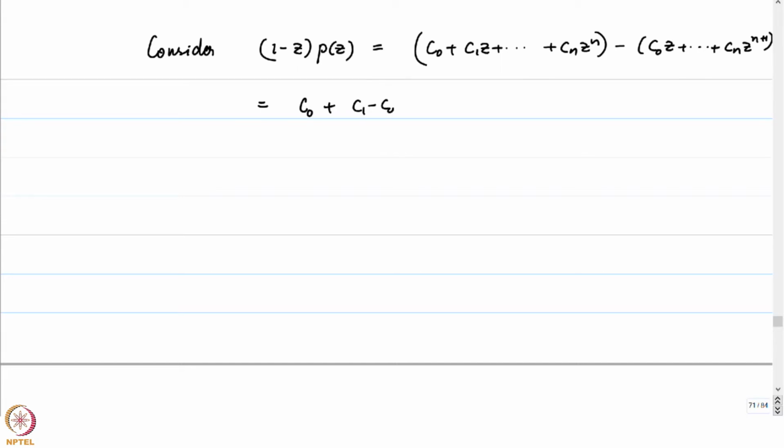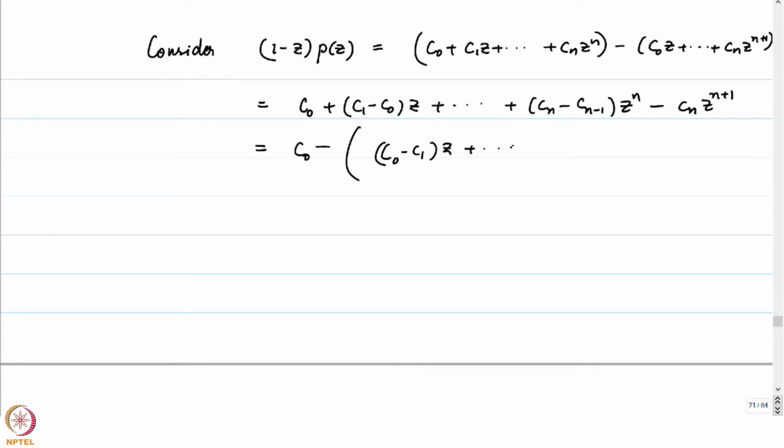If we are to rewrite this, this will just be equal to C0 plus C1 minus C0 times z plus up to Cn minus Cn minus 1 times z to the power n minus Cn z to the power n plus 1. Let's just rewrite it a bit. We will be able to write this as C0 minus a polynomial of this type, C0 minus C1 times z plus up to Cn minus 1 minus Cn times z to the power n plus Cn times z to the power n plus 1. The reason why we rewrote the polynomial in this manner is because all these coefficients now are positive numbers.